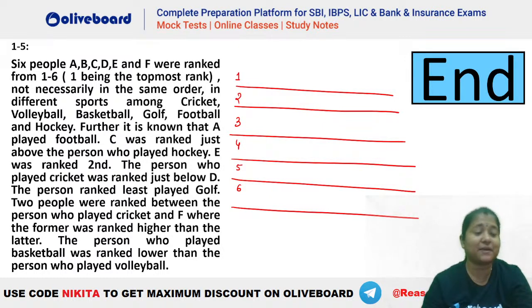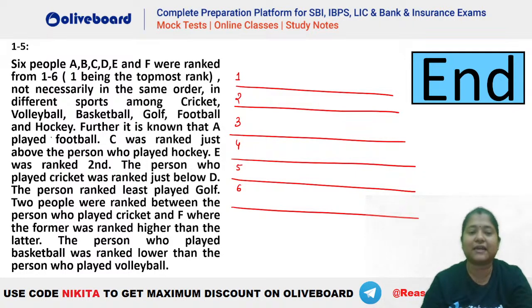So the time's up guys. Okay, let's check how this particular question is to be done. So you can see there are 6 people who are ranked 1 to 6, 1 being the topmost rank and 6 being the lowest here. Okay, now they are playing different sports here.